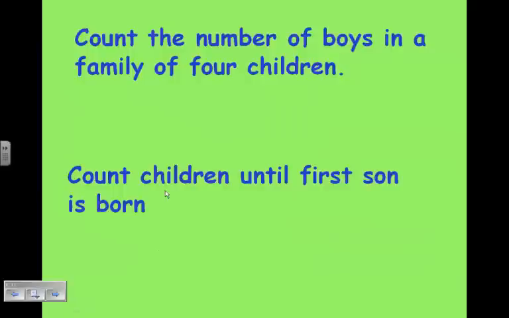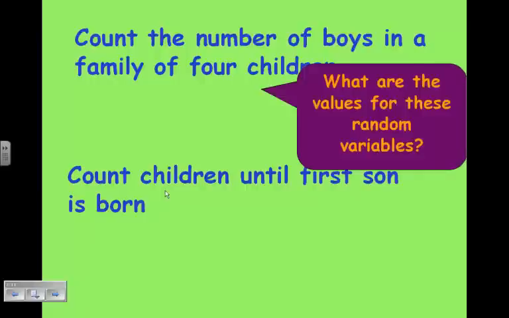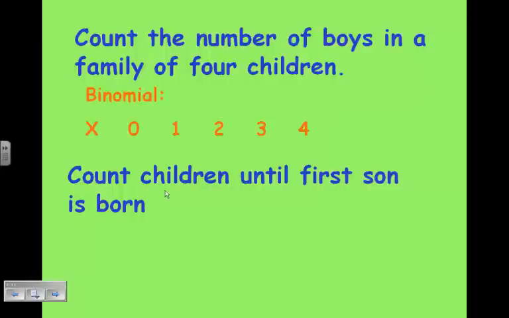Okay, so here's a couple of examples. We want to count the number of boys in a family of 4 children. Well, what are the values for these random variables if all we're doing is counting the number of boys? This is a binomial. We know there's 4 kids. There are no more than 4 kids, so therefore the random variable would be 0, 1, 2, 3, or 4. Either 0 boys, 1 boy, 2 boys, 3 boys, 4 boys, no more.